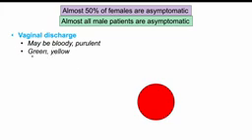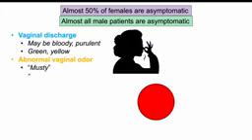The discharge can also be a green color or a yellow color. So often the characteristic color of vaginal discharge in trichomoniasis is going to be green. We can also see issues with abnormal vaginal odor. So the odor is often going to be described as musty, and in some cases it may smell fishy, although this is more likely to be bacterial vaginosis. The vaginal discharge in bacterial vaginosis is more likely to have a fishy smell than it would in trichomoniasis.